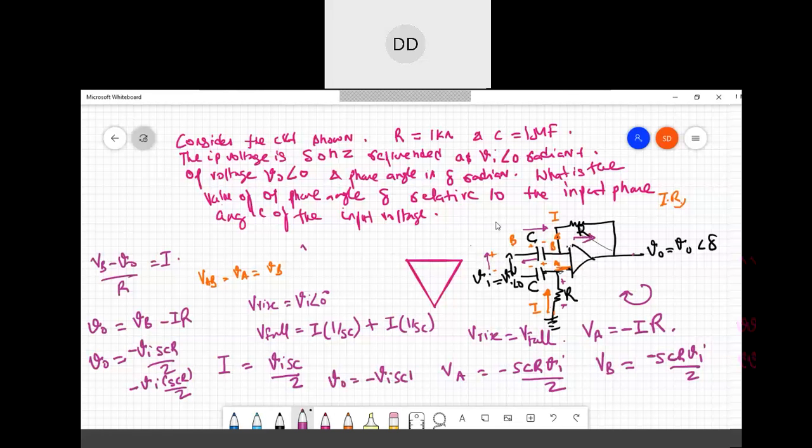One thing I am noticing is that the minus sign is there, and if I put S as j omega, I get V naught is equal to minus j omega RC Vi. So what I notice is that V naught lags Vi by 90 degrees. In this particular problem, I can clearly see that V naught lags Vi by 90 degrees. So the phase shift is minus pi by 2 radians.